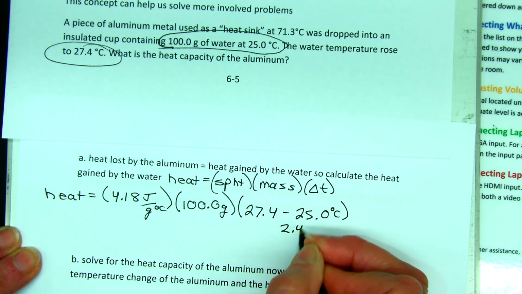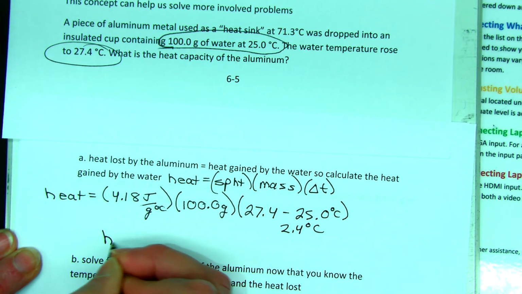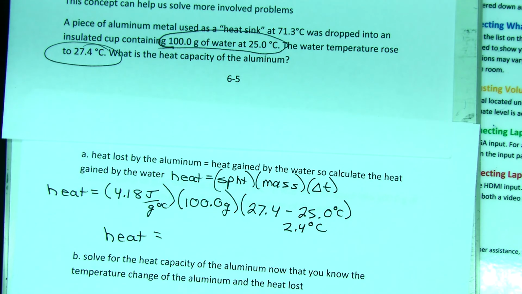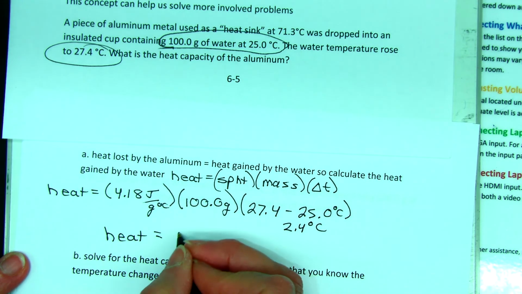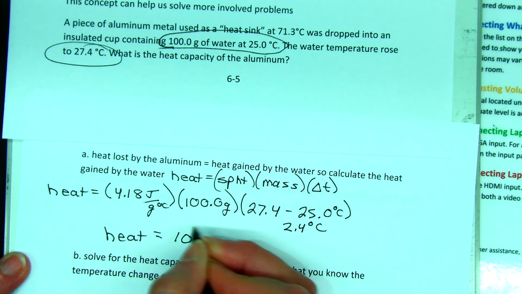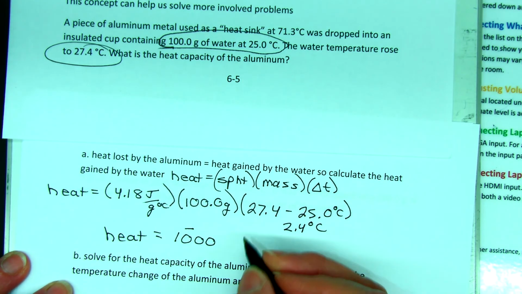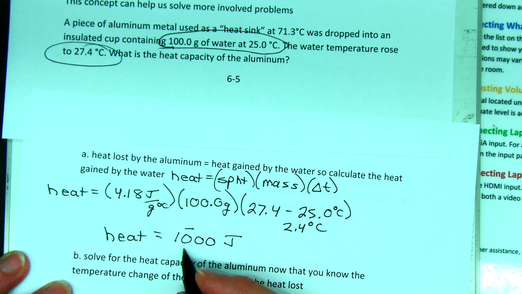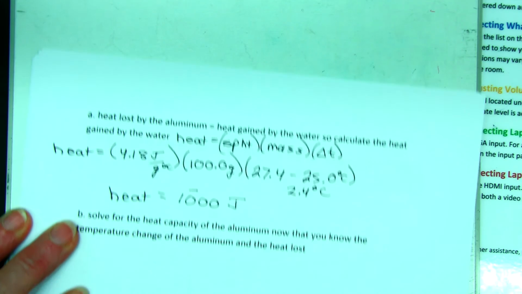That's 2.4 degrees C. So the heat gained by the water, now my calculator says 1,003.2 joules, but I can only keep 2 sig figs. So I report 1,000 with 2 sig figs. That bar tells me the first zero is significant and the rest of them are not.